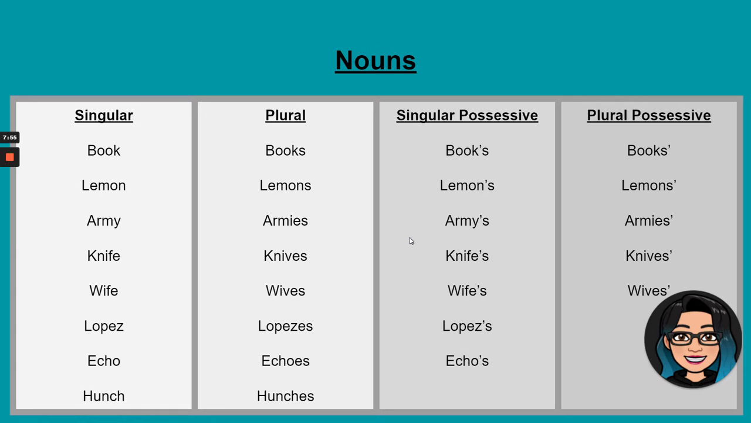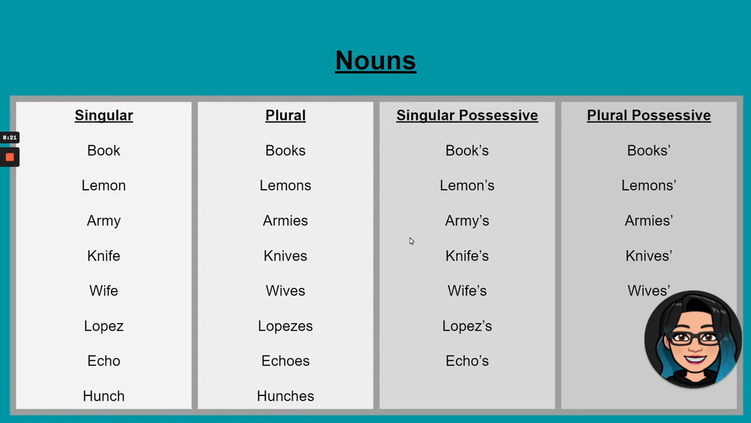Now we have wife. So just like knives, the singular is wife, the plural is wives with a V. Wife's singular possessive is just with an apostrophe S, and the plural possessive is wives with a V. So WIVES apostrophe. So here's where things start to get a little more difficult.